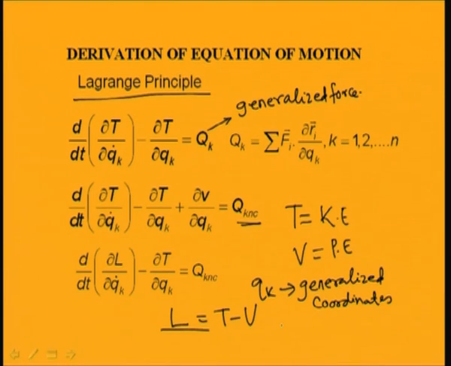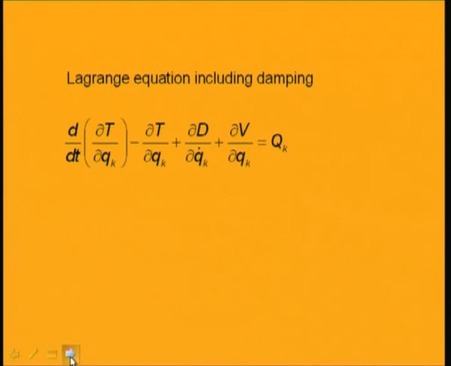Here T is the kinetic energy, V the potential energy, and L is the Lagrangian of the system. So, using that, you can write the same equation in this form: d by dt of del L by del q k dot minus del L by del q k equal to Q k nc, where L equal to T minus V. If you include the damping of the system, then you can write the equation of motion as d by dt of del T by del q k dot minus del T by del q k plus del D by del q k dot plus del V by del q k equal to Q k nc. In this way also, by including damping, you can write the equation of motion.